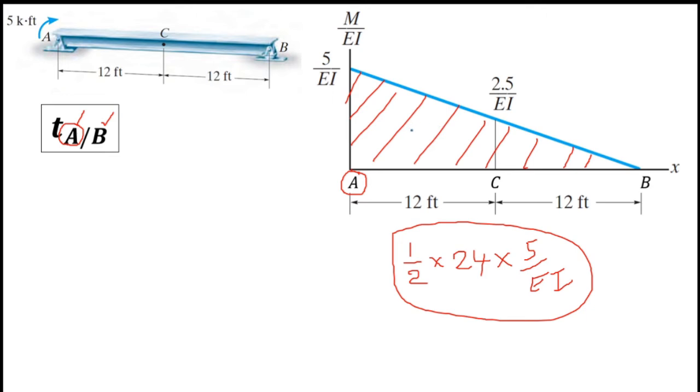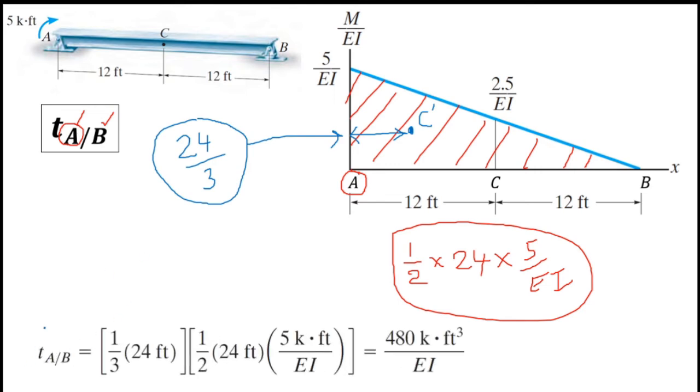So let's say here the centroid of this triangle, I marked it as C dash. So the distance to the centroid, I mark it like this, and this length is equal to h. H is the overall length, it's 24 over 3. This is the distance to the centroid from point A. So now we can easily find TAB using the moment area method.